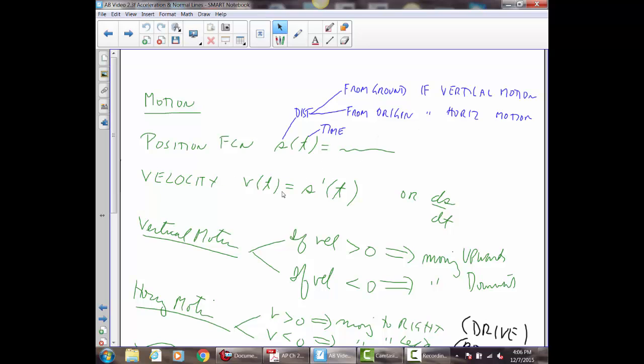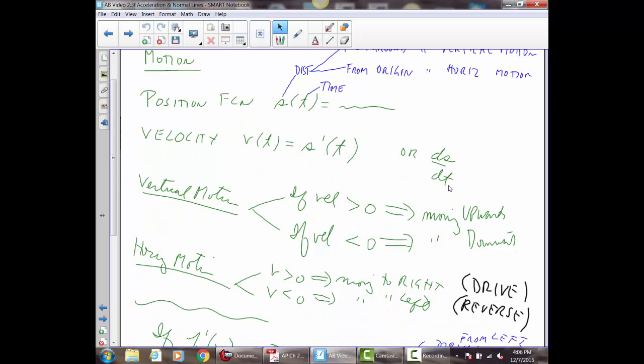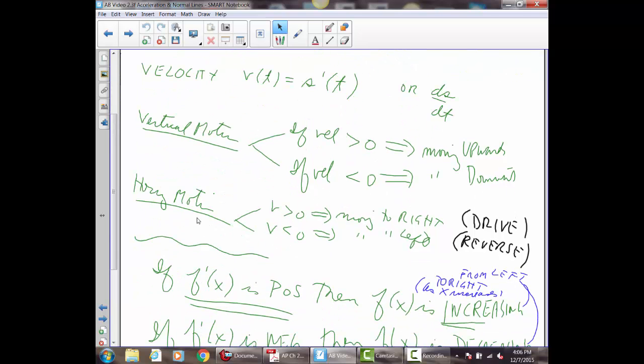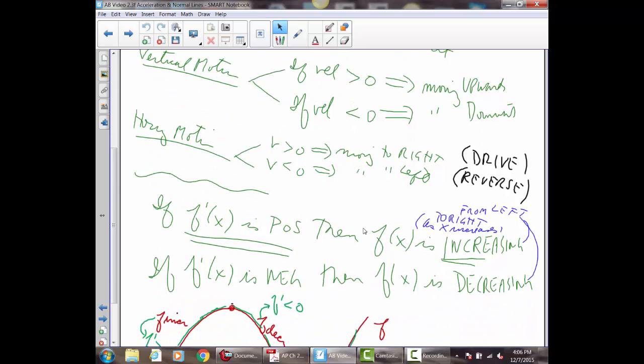The velocity is v of t equals the derivative of s of t, or ds dt. For vertical motion, if the velocity is positive, the object is moving upwards. If the velocity is negative, it's moving downwards. So as you can imagine, for horizontal motion, if the velocity is positive, we're moving to the right. Think of it as you're in drive in the car. And if the velocity is negative, you're moving to the left. Think of that in a car as moving in reverse.